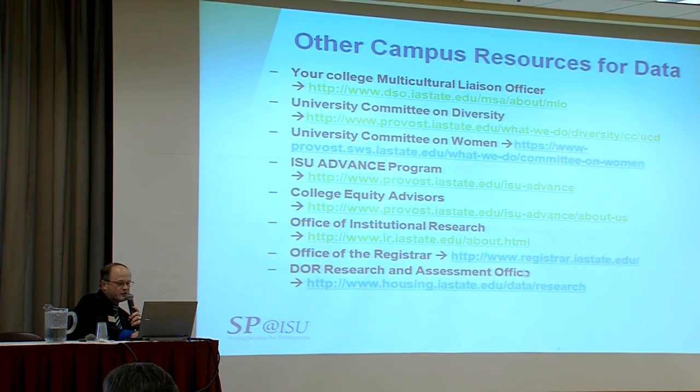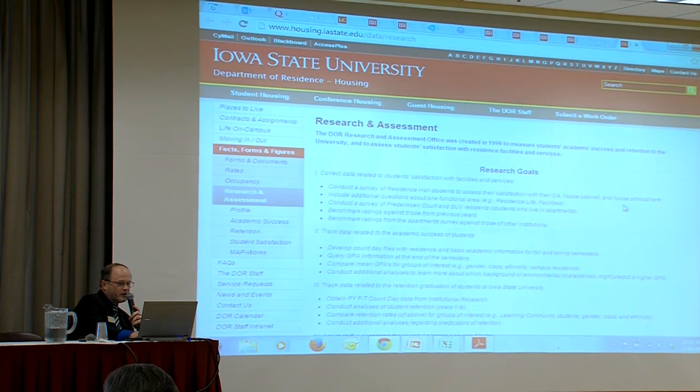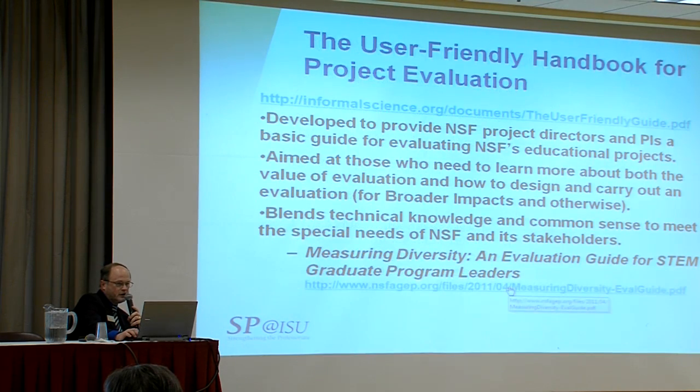Office of the Registrar is another main source, and one that you may not be as familiar with is the Department of Residence Research and Assessment Office. They've been around for a very long time, and they do excellent work, almost by definition, with students who are housed on campus in the dorms. They do lots of surveys, they have lots of institutional data as well, and they often cross-link with registrars and other primary data sources. So I found them to be invaluable over the years.